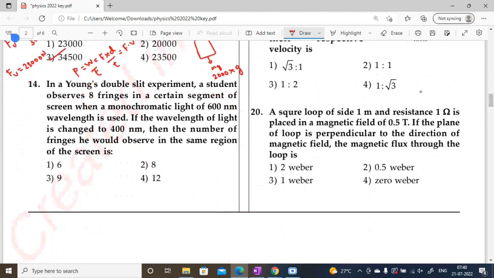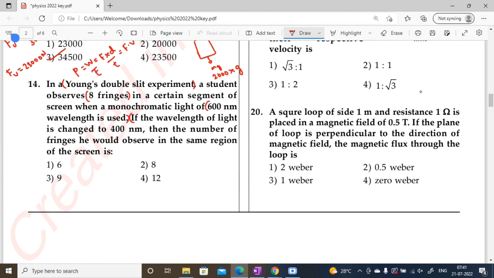Next, in a double-slit experiment, a student observes 8 fringes in a certain segment of the screen when monochromatic light of 600 nanometer wavelength is passed. We know Young's double-slit experiment is an experiment for the interference topic. Young's single-slit experiment is for diffraction. Young's double-slit experiment is for interference, with constructive or destructive interference. So Young's double-slit experiment is mentioned here, and we have 8 fringes formed in the first case, when 600 nanometer light is used.